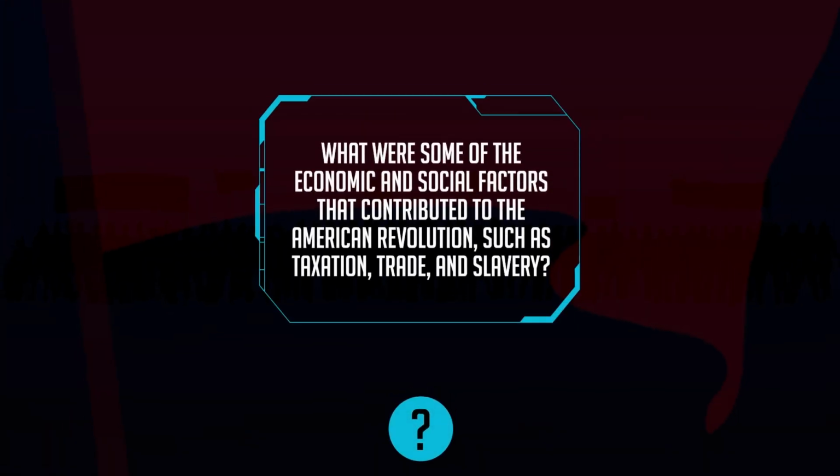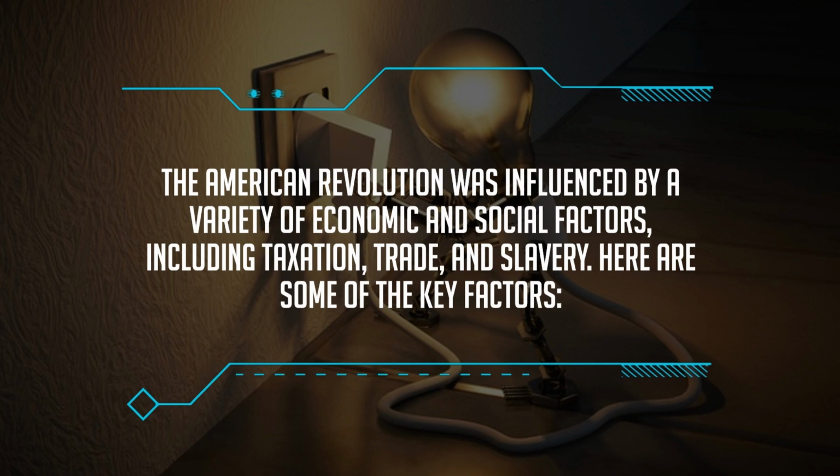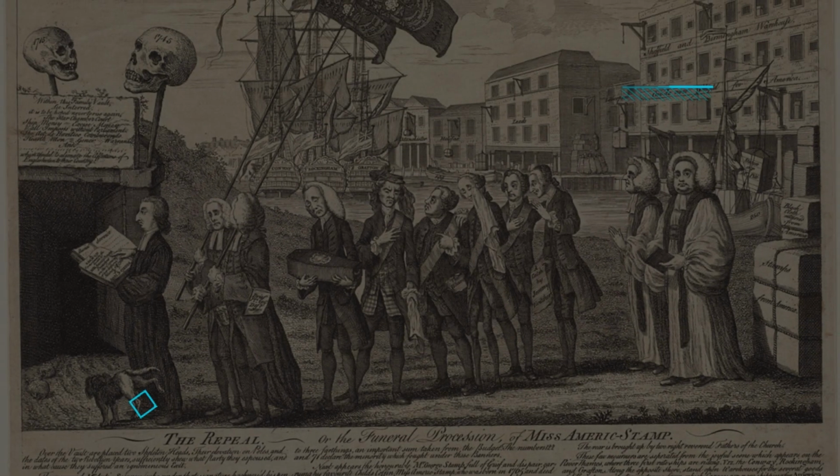What were some of the economic and social factors that contributed to the American Revolution, such as taxation, trade, and slavery? The American Revolution was influenced by a variety of economic and social factors, including taxation, trade, and slavery. Here are some of the key factors.